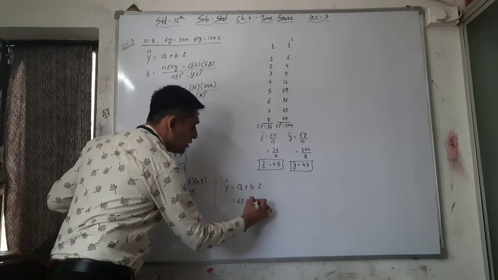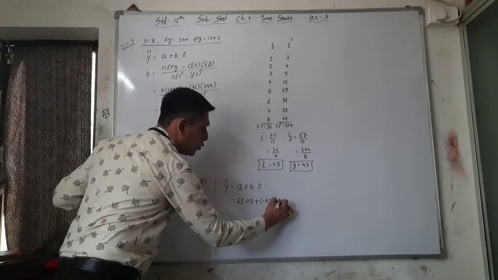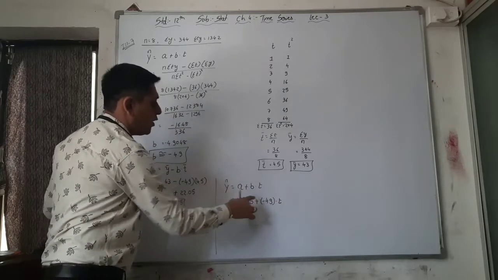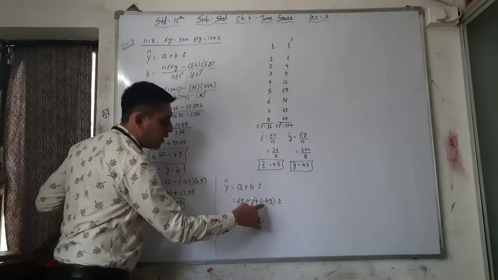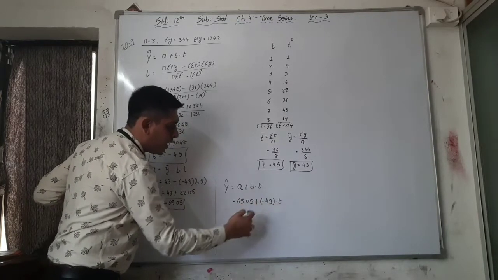65.05. B is equal to what? Minus 4.9 into T. See here, first of all, plus. So we have to write plus, but B's value is minus 4.9 into T. That's why we are writing like this.